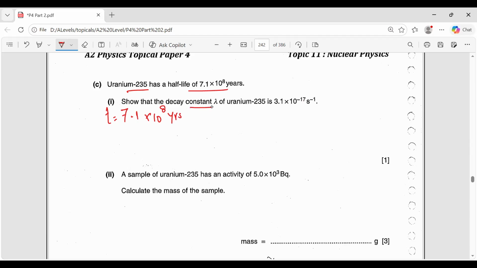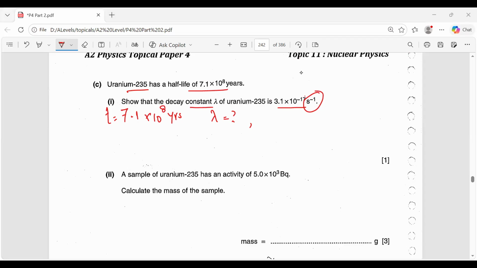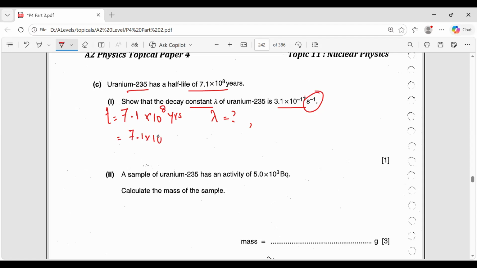The question says show that the decay constant, you have to find lambda. How much is the lambda? It is 3.1 into 10 power minus 17, but the unit is per second. So what is the very first strategy to solve this out? Yes, student, someone please answer. What will be your very first strategy in solving this question? Convert the years to seconds. First of all, wonderful, we will be converting this years into seconds.